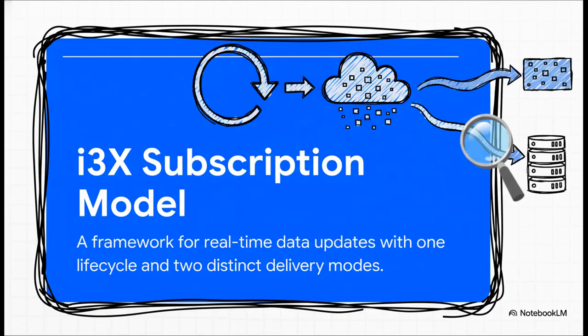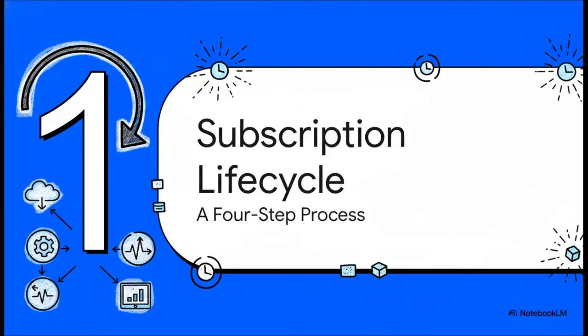behind. So, to solve this problem, i3X has what's called a subscription model. And what's really cool about this is how it's designed. You've got one single consistent lifecycle, but it can power two totally different ways of getting your data. And that lifecycle, it's a really straightforward four-step process. Once you get these four steps, you'll see exactly how to get that real-time data flowing.